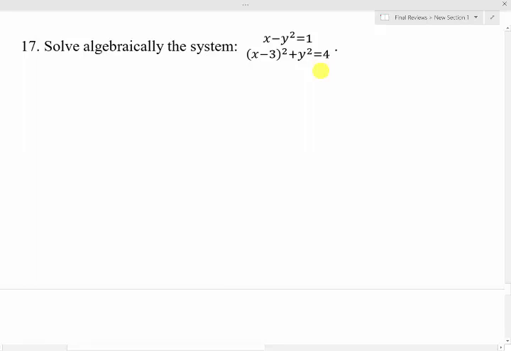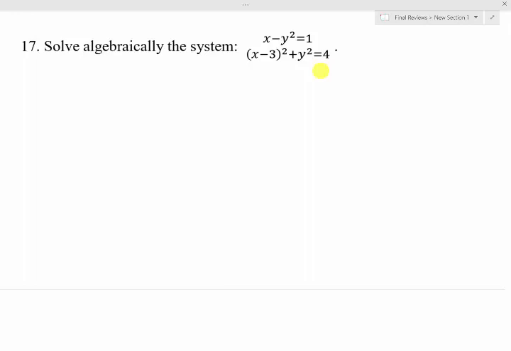Number 17. Solve algebraically the system x minus y squared equals 1 and (x minus 3) squared plus y squared equals 4. So this is a system of nonlinear equations, but we're going to solve this very similar to our system of linear equations.